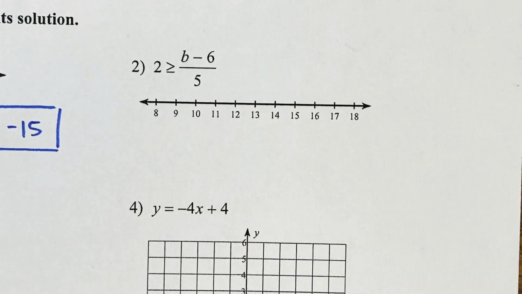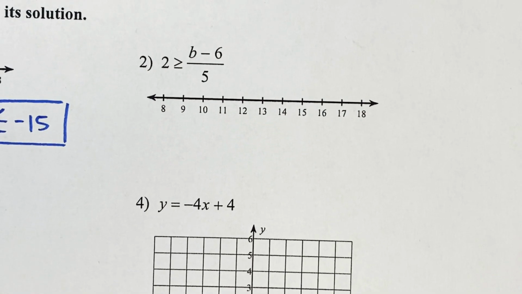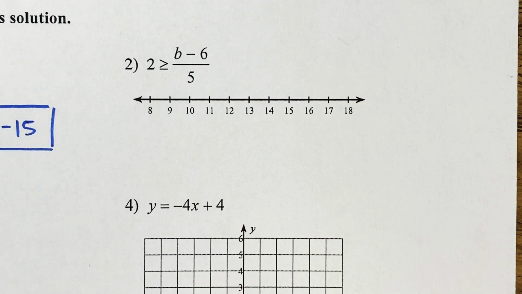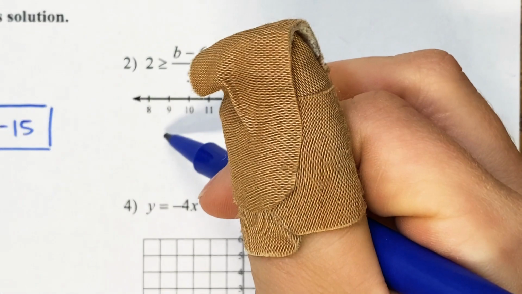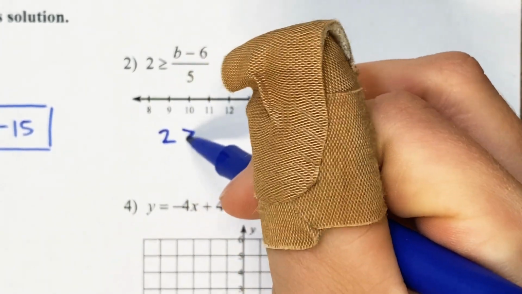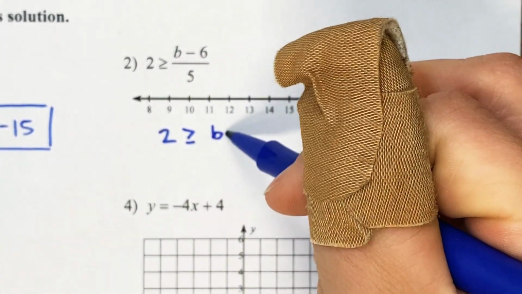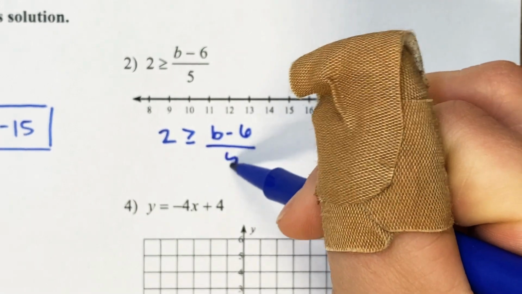So now let's look at number 2. This one looks like a 2-step, 2 steps we're going to have to do to solve this inequality. Let's rewrite it right here. So we have 2 greater than or equal to b minus 6 over 5.